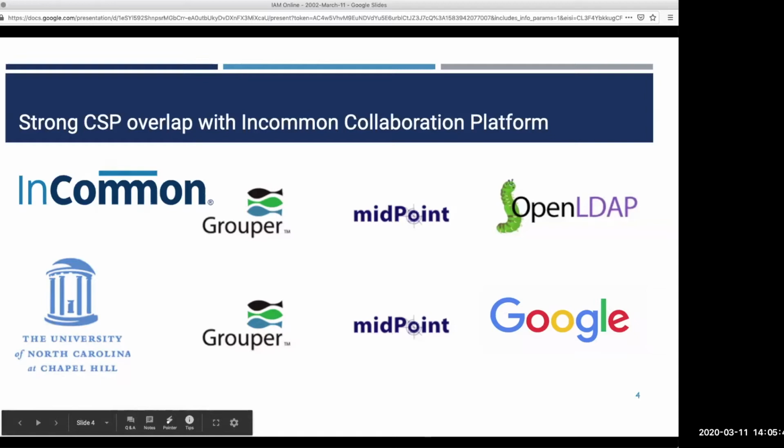In Internet2's case, they've got groups going through midPoint and being published to OpenLDAP. In our case, it's a little bit different: we're going from Grouper to midPoint to Google. At least at this point in time, we're still directly provisioning our LDAP and AD from Grouper. Next slide.